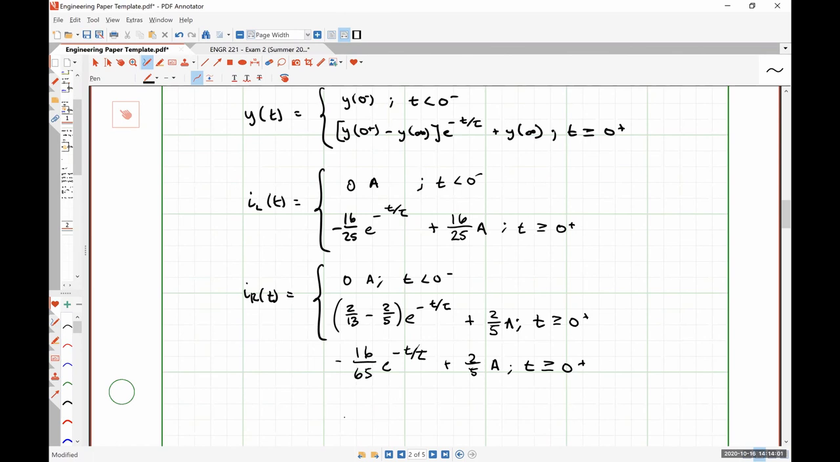Okay. Why can't the capacitor voltage change, or why can, say, the capacitor current?